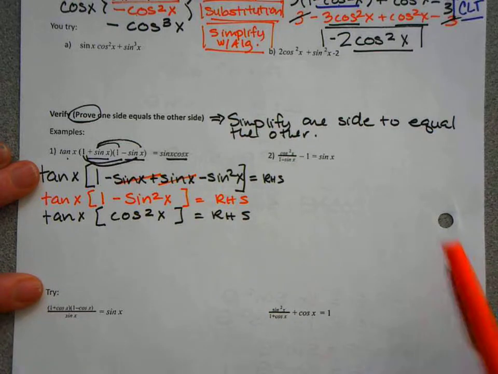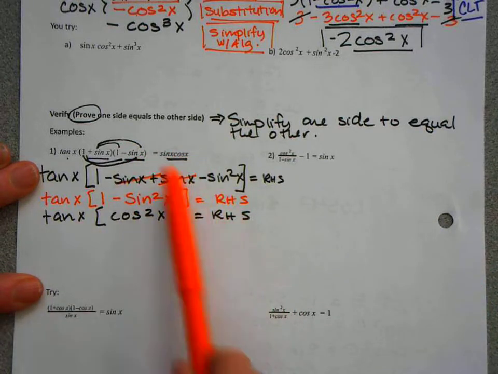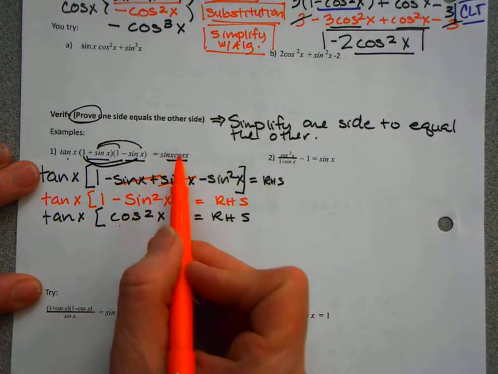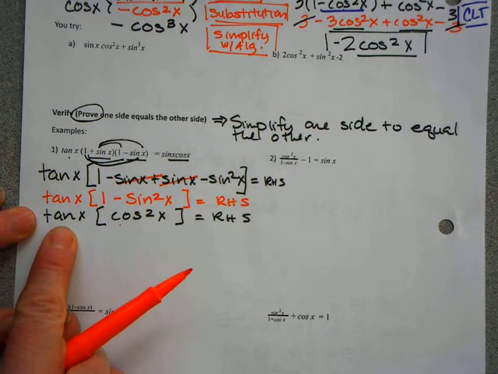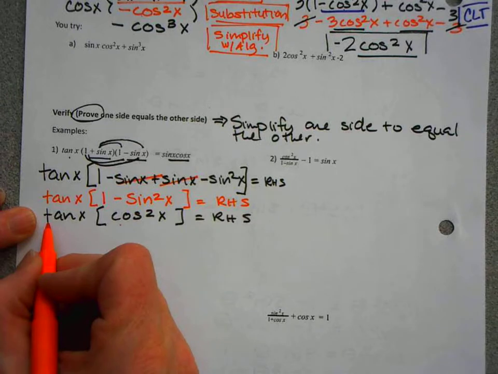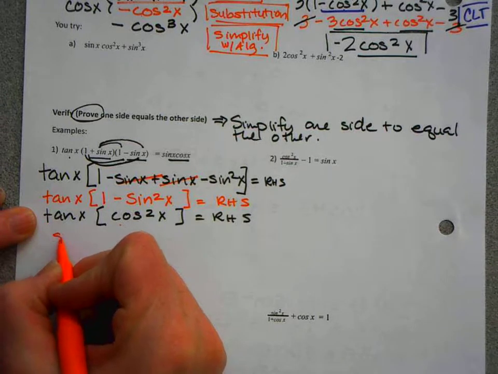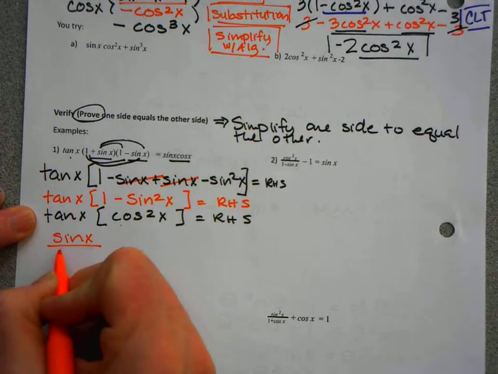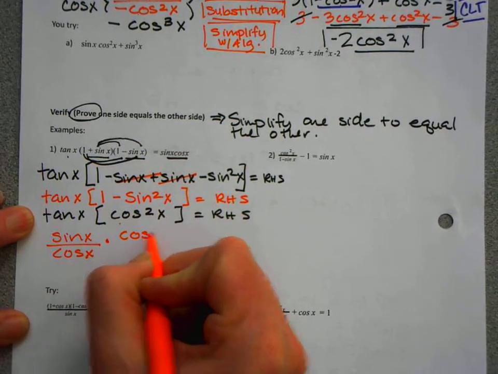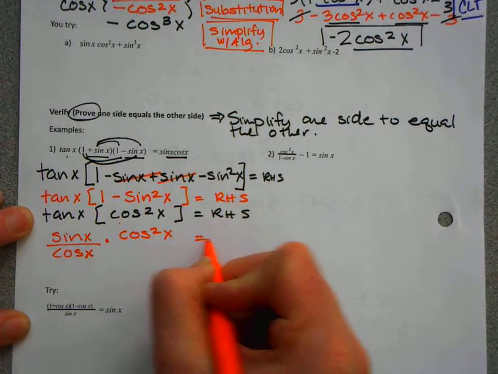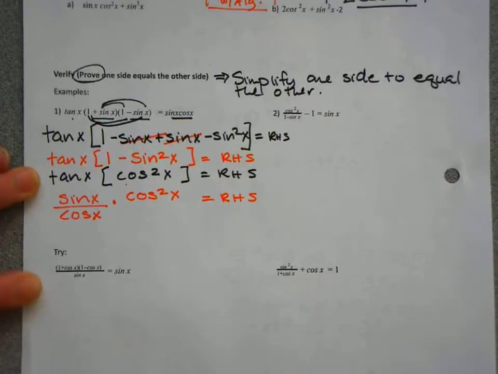Okay, I'm still not there. I want to get this to equal this. So what can I do? But I look and I see, ooh, I can make another substitution. So let's substitute for tangent. Tangent is equal to the sine of x over the cosine of x. And let's multiply it by the cosine squared x equals the right-hand side I am not touching.